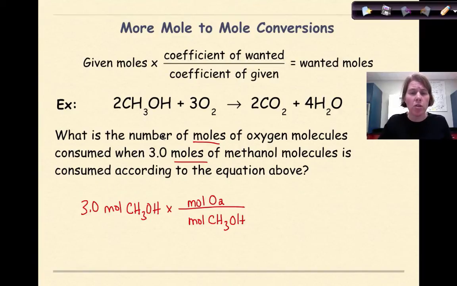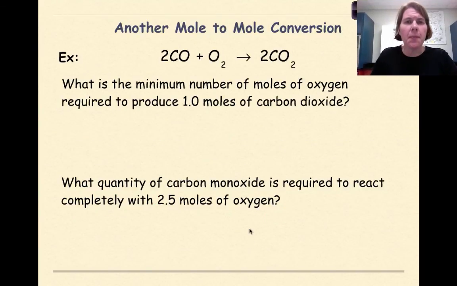I look at my balanced equation. There is a 3 in front of the oxygen, 3. There is a 2 in front of the methanol, 2. Moles of methanol cancels moles of methanol. I want moles of oxygen at the end. 3 times 3 divided by 2 will give me 4.5 moles O2. 2 significant figures to start with, 2 significant figures to end with. I'm good. One last example.